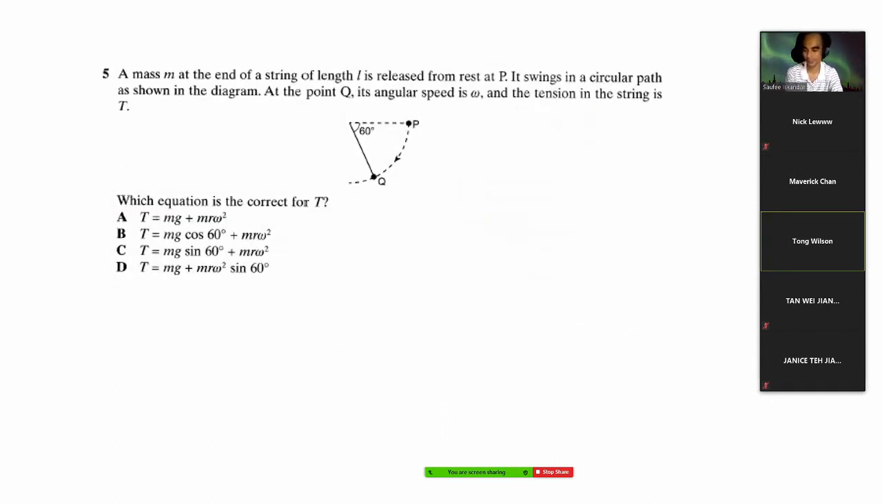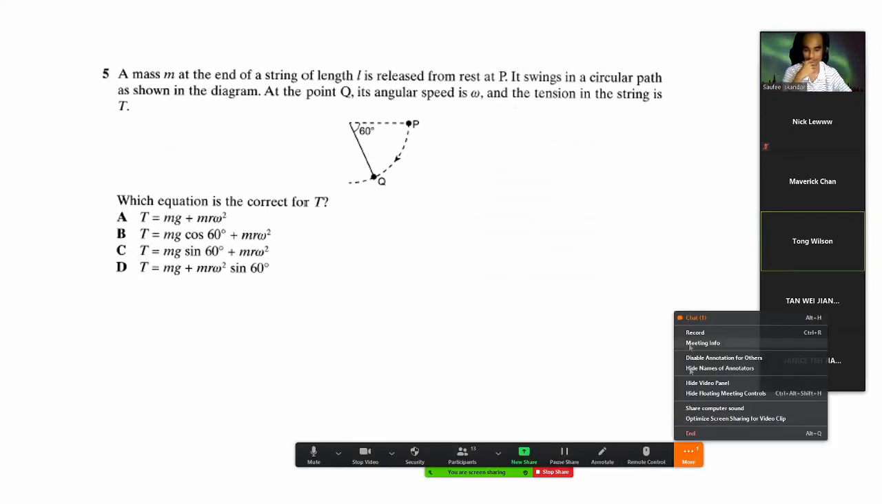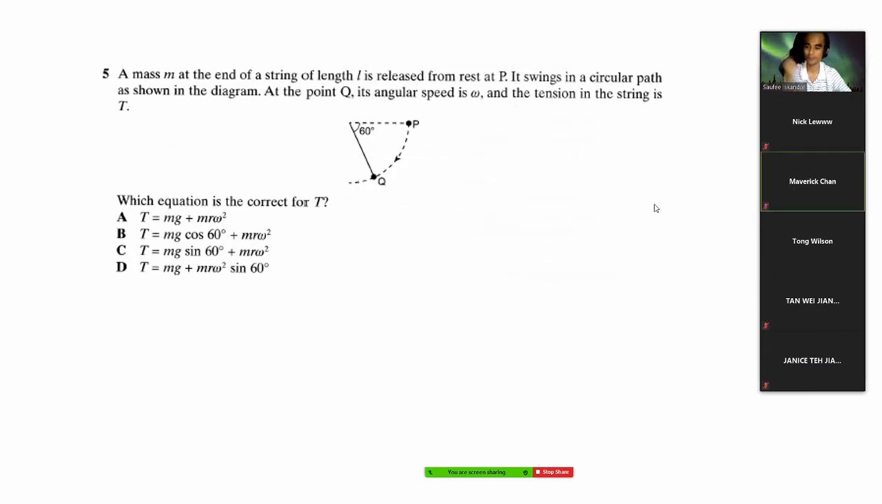Okay, number 5. What will be the answer? B, sir. My answer is B. C, sir. Let's see other people. The answer is C actually. Okay, how do we know? How do we do this kind of question?